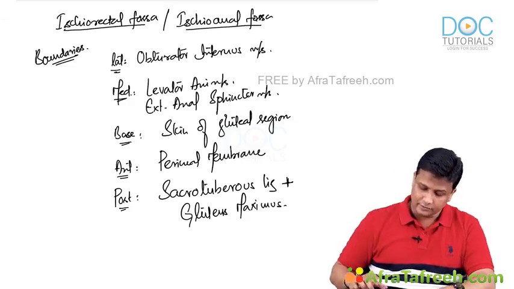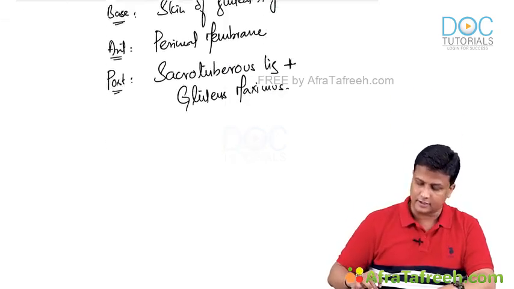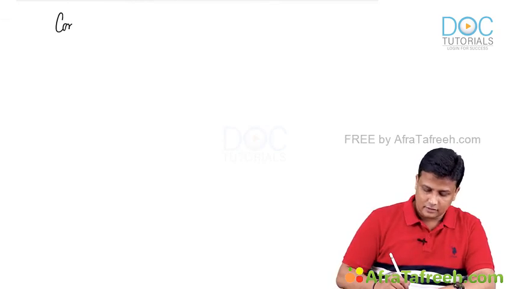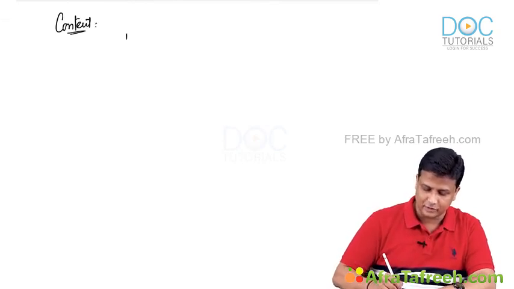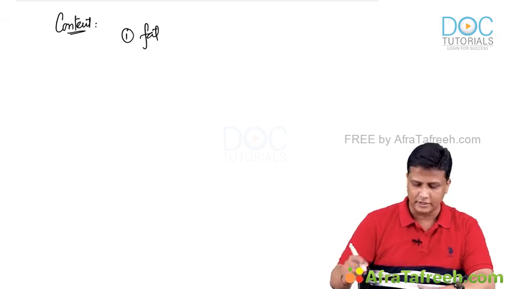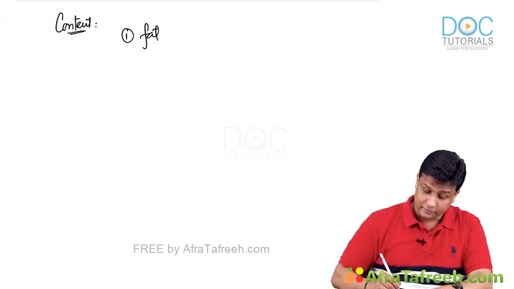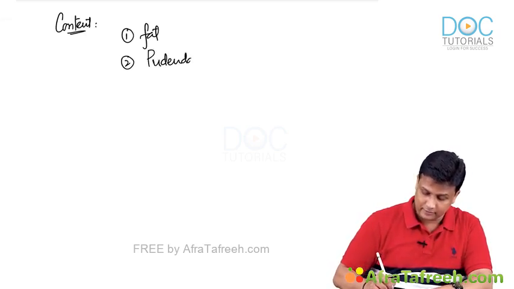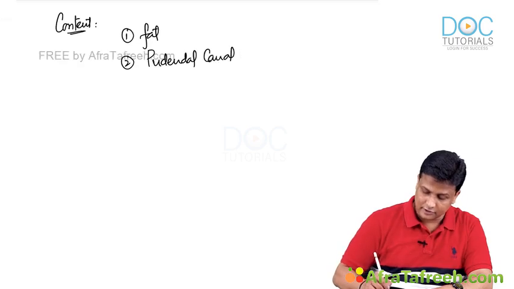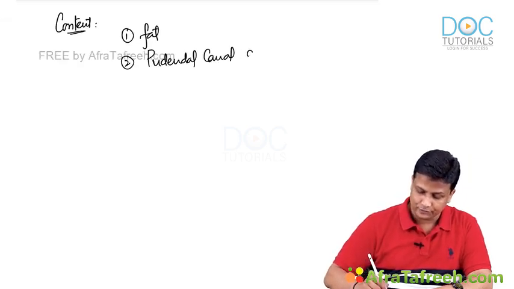Now once you are done with the boundaries, what will be the content? Content is very simple here. This ischiorectal fossa, it is actually filled with fat. You are able to see that yellow colored dense fat there. So the ischiorectal fossa is actually having fat, but along with the fat, there will be pudendal canal, and pudendal canal along with its contents also.